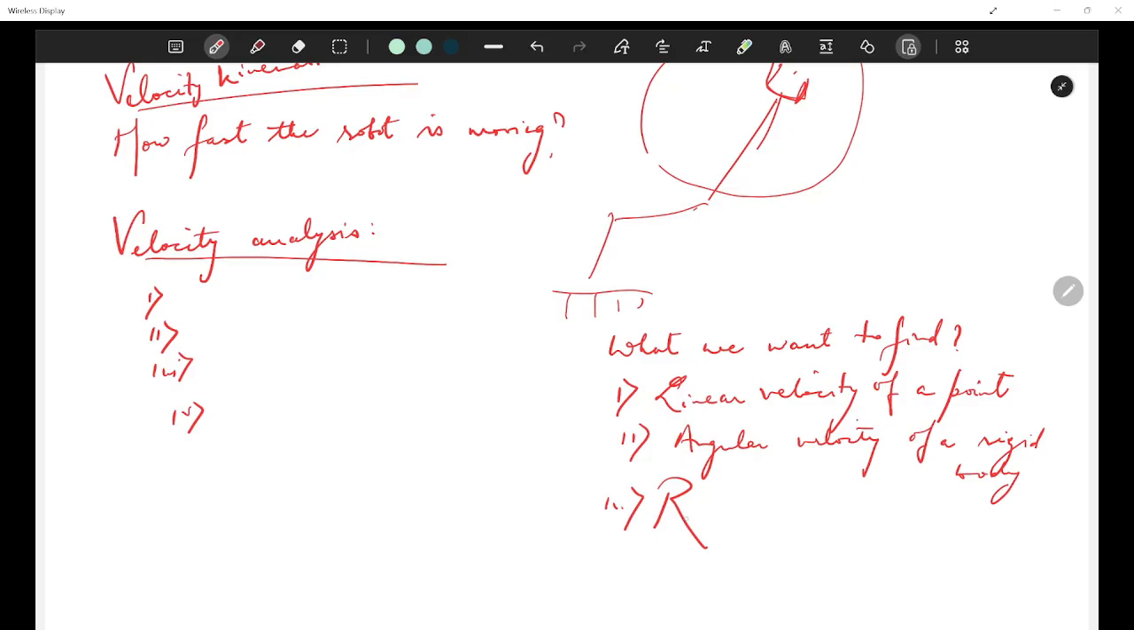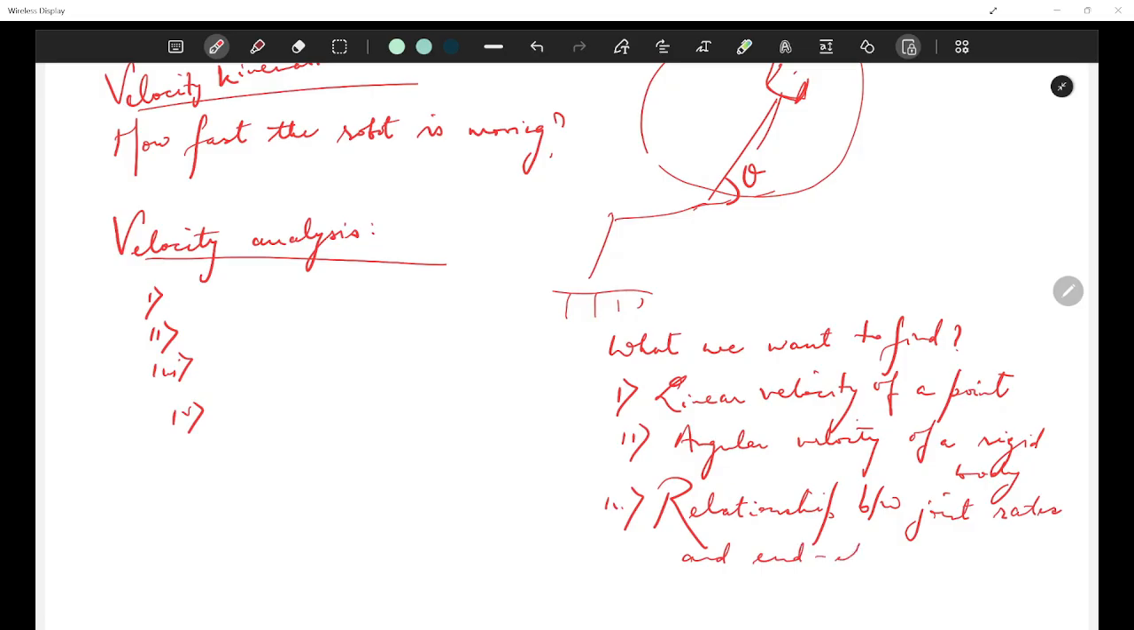maybe we want to find out relationship between joint rates. What is joint rate? So you know that these angles are thetas. So theta dot is the joint rate. So we want to find out the relationship between joint rates and end effector velocity.